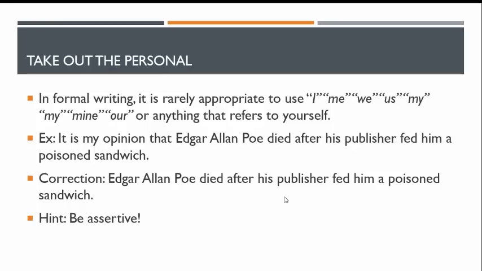A good hint is to always be assertive. Don't talk about my opinion or in my reading or my decision. Just state things as facts. In formal essays, in English class, this is okay as long as you are supporting it with evidence. Everything can be a fact as long as you can support it.